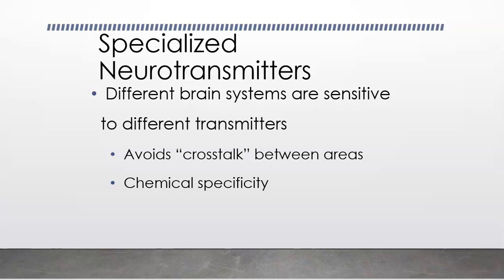So to start off with, we're going to talk about the specialized neurotransmitters. Why do we have so many different types of neurotransmitters? The main reason is so that we don't have crosstalk between different areas of the brain. In other words, it allows multiple parts of the brain to communicate at the same time, and you don't get this crossover effect. To help with this, different brain systems are actually sensitive to different neurotransmitters as well. So we see this chemical specificity across the brain and the nervous system in general.